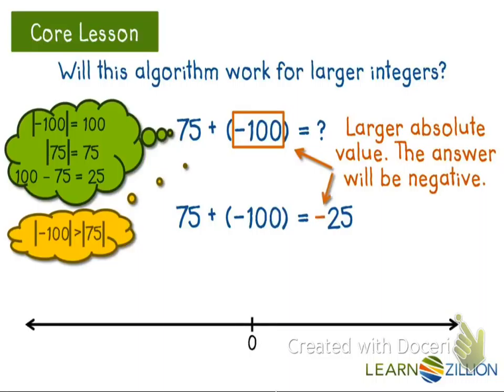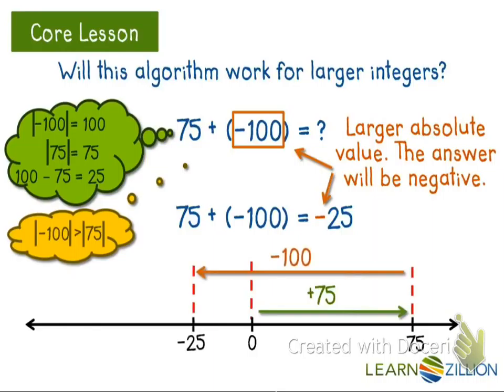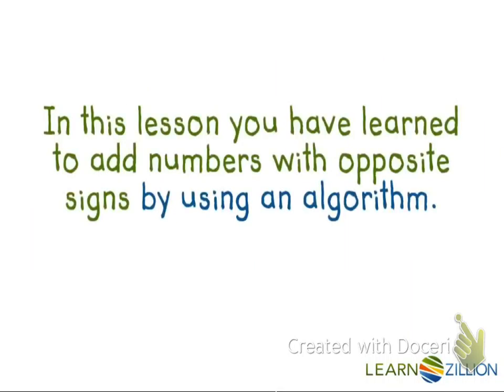We can check this answer on a number line. We move 75 units in the positive direction, and then 100 units in the negative direction. Negative 25 is indeed the answer. In this lesson, you have learned to add numbers with opposite signs by using an algorithm.